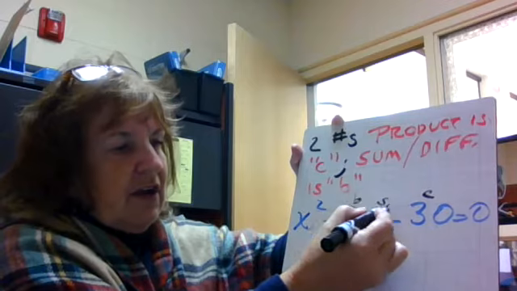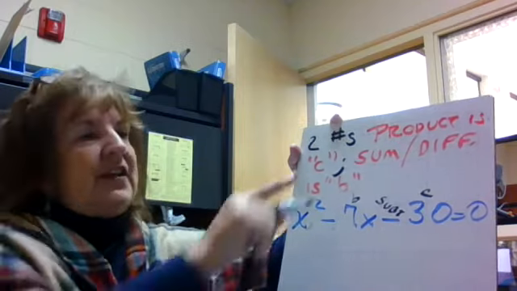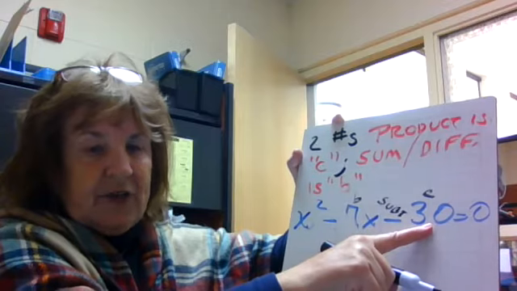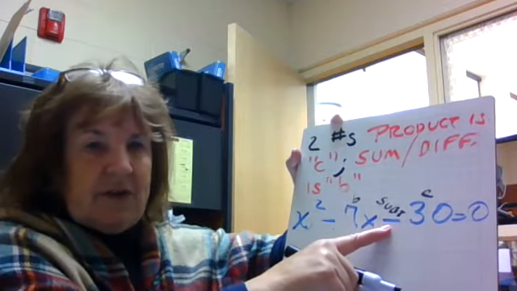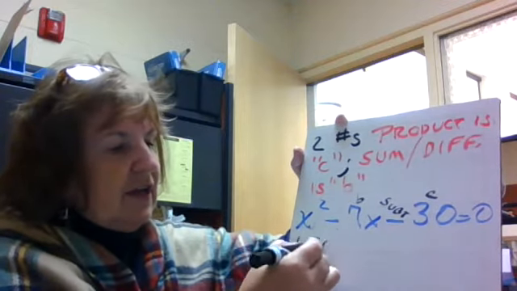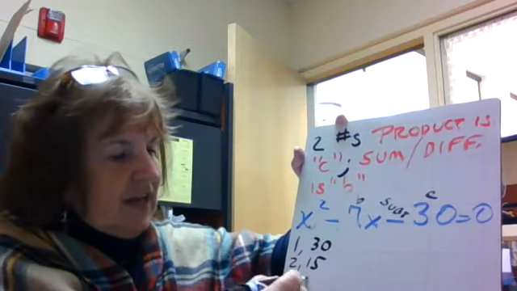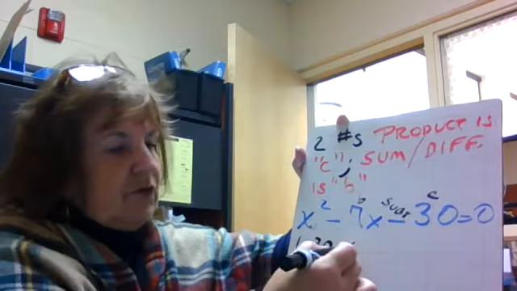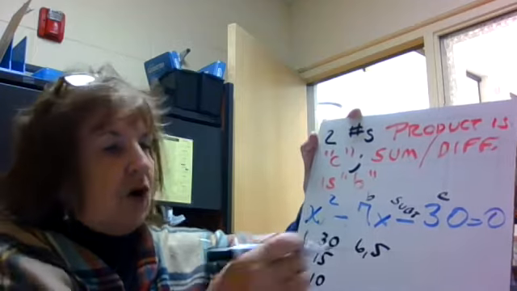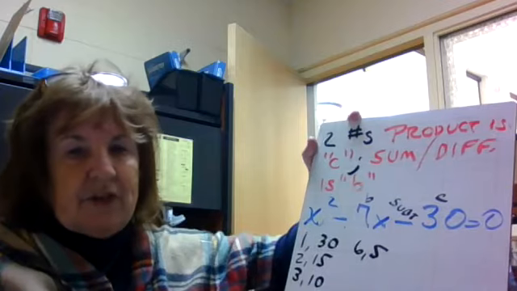So we are going to subtract our two numbers. So I need two numbers whose product is C, two numbers that multiply to get 30. Again, ignore this sign right now. I just want to get 30. So I could do 1 and 30, I could do 2 and 15. I could do 3 and 10. I could do 6 and 5. So all of those are possible answers because all of them multiply to get 30.